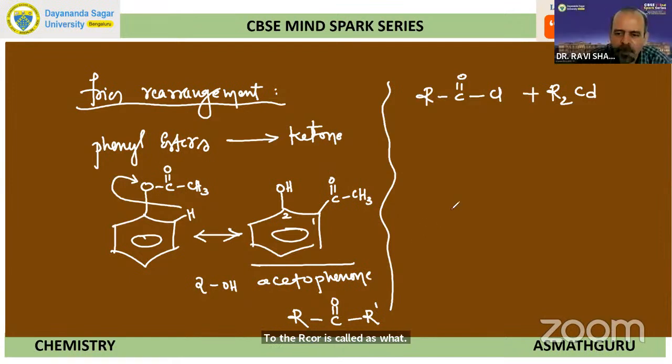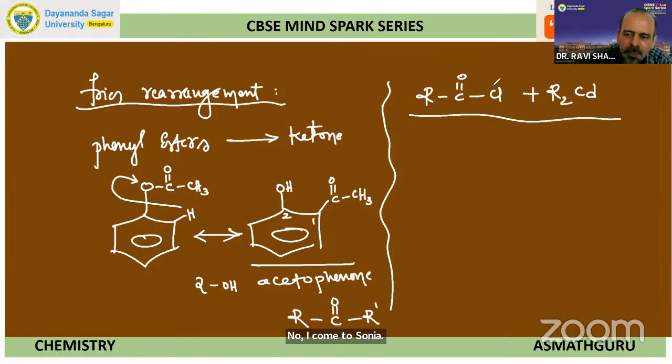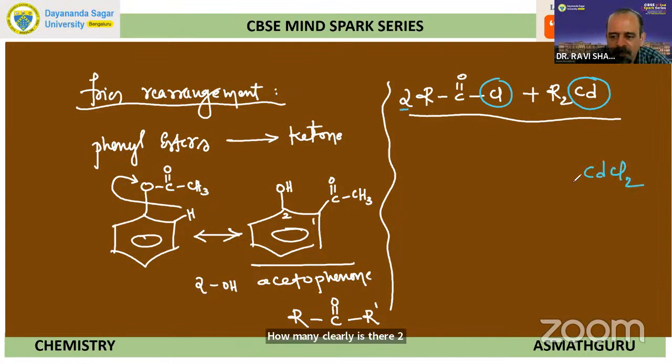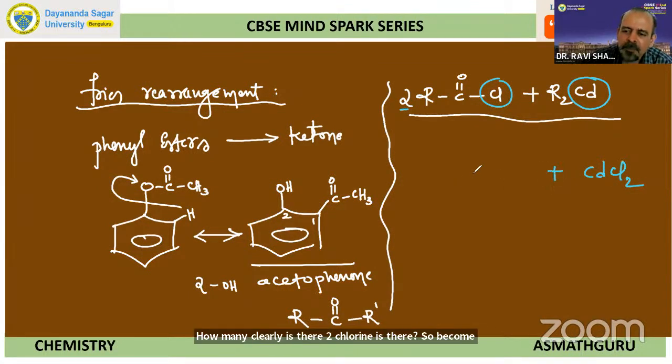Yes, sir. Now I come to Sonia. Sonia, you were asking about acyl chloride, no? Yes, sir. Very simple. Look at it. What will happen? You take 2 molecules of acyl chloride. Then what will happen, Sonia, is that this cadmium will combine with this chlorine. How many chlorine is there? 2 chlorine is there. So it becomes cadmium chloride. Plus what is remaining now? RCO.